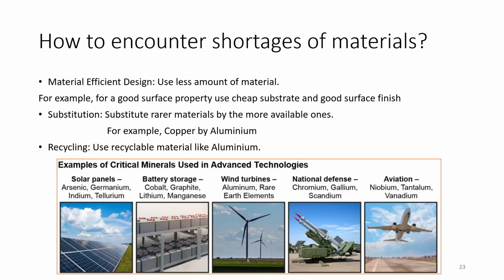How to counter shortage of materials? Firstly, material efficient design can be used. In this case we use less amount of material. For example, for a good surface property, use a cheap substrate and a good surface finish. Substitution: substitute rarer materials by more available ones, for example, copper by aluminum. Recycling: use recyclable material like aluminum.